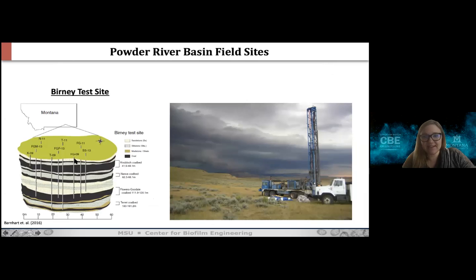So here's our test site. A couple of years ago, we worked with the United States Geological Survey to put in a battery of 9 different wells that span different redox gradients. The specific redox gradients that I'm talking about are the different sulfate concentrations. So sulfate is known to inhibit methane production because sulfate reducing bacteria can outcompete methanogens. So in the presence of sulfate, we don't see methane being produced.